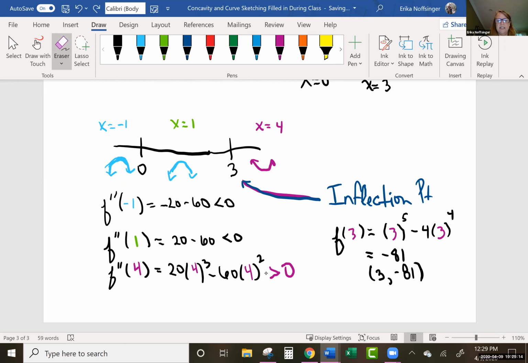Okay, so the other thing that's kind of cool is that the second derivative can also tell you if a point is a max or a min or not. And that's called the second derivative test.